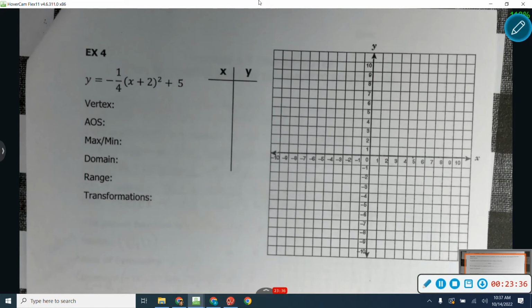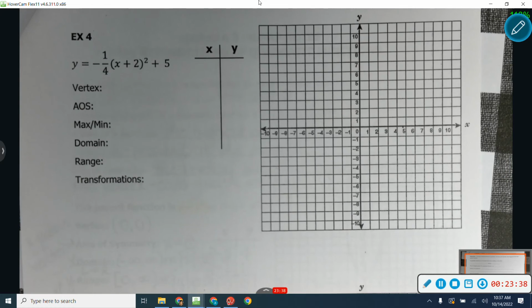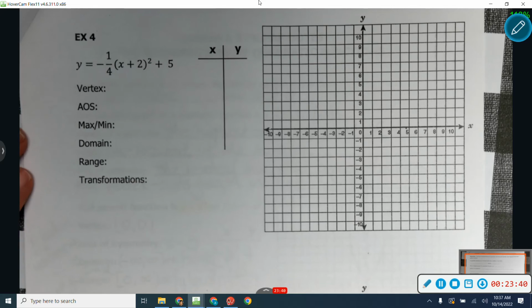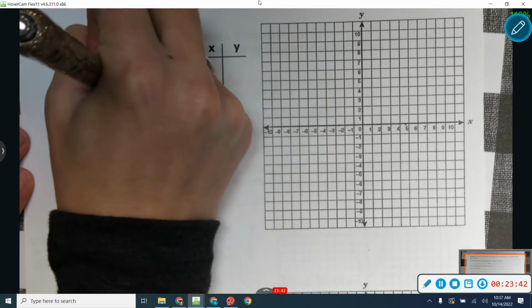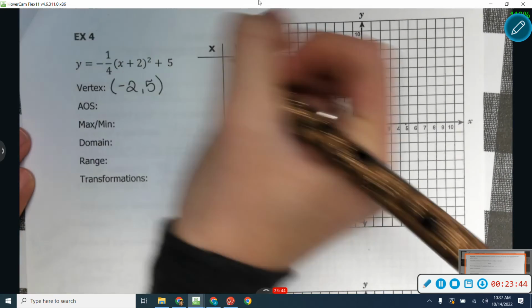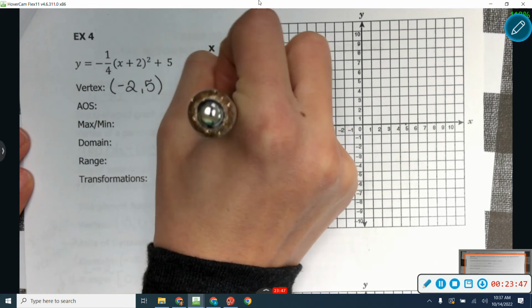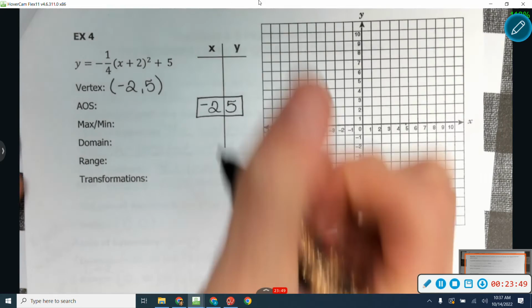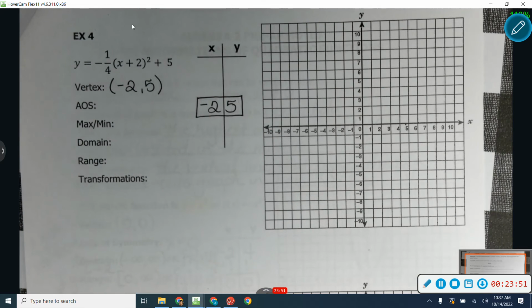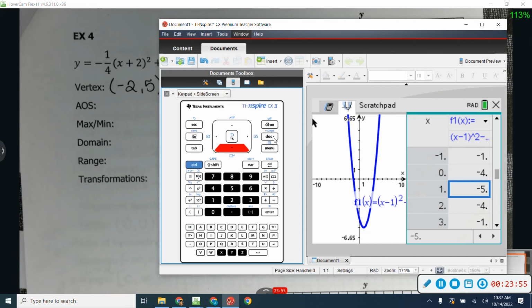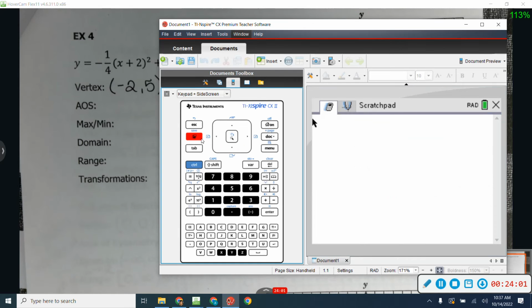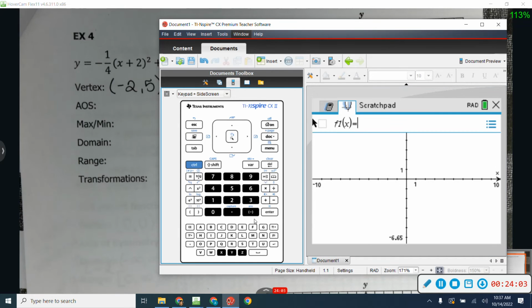So let's look at example 4. What's my vertex going to be here? -2, 5. Now, I've got a fraction here, so what is that going to tell me most likely? It's a shrink, but what do I know about my table? I'm probably going to have to do what? Skip.